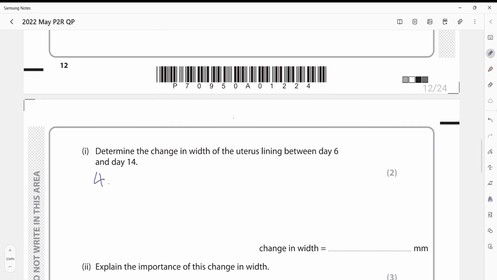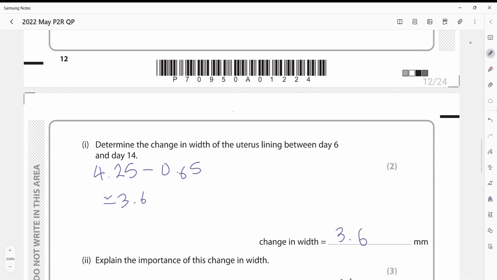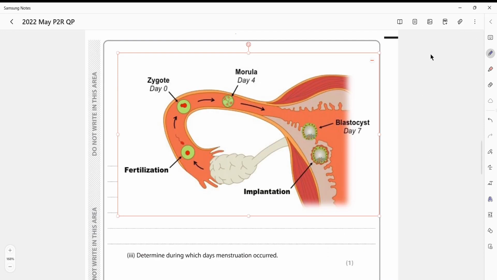We have 4.25 minus 0.65. Let's write that down. Calculate that, so that should equal 3.6 millimeters. Okay. So part 2 says explain the importance of this change in width. I've included a diagram here for your reference, but you don't need to know the names of some of this stuff, but you do need to know fertilization.